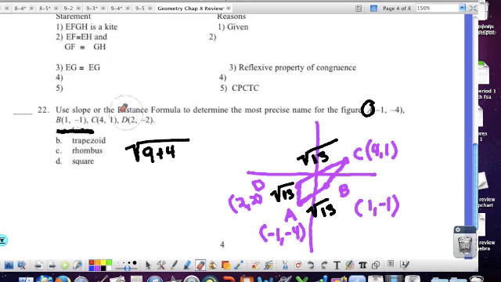And my last side is going to be CB. So 1 minus 4 is negative 3 squared is 9. Negative 1 minus 1 is 2 squared is 4. So all of these sides are actually the same length. So it's not a trapezoid. It's either a rhombus or a square. Now I'm going to figure out whether it's a rhombus or a square, determining whether these are 90-degree angles.